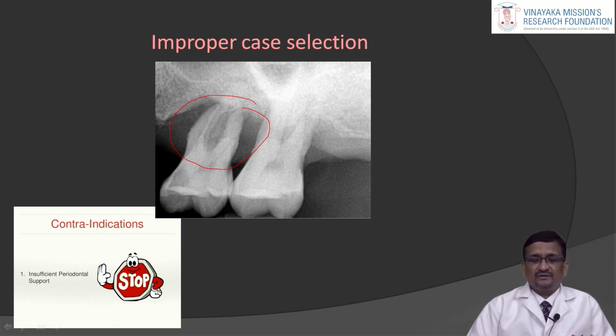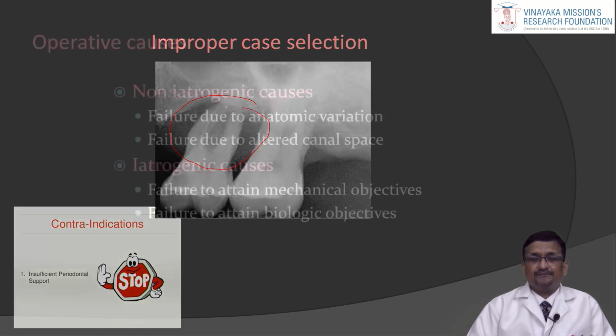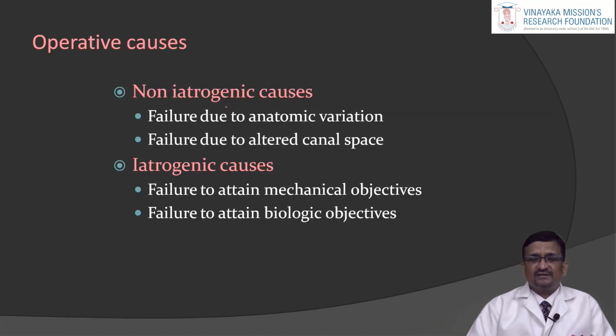You are not going to improve the patient's condition. Operative causes. Can we cause failures in any operative causes? Yes. What are the failures? Failure due to anatomic variation, failures due to altered canal space. These are non-iatrogenic. Then there is iatrogenic, where we fail to achieve mechanical and biologic objectives.